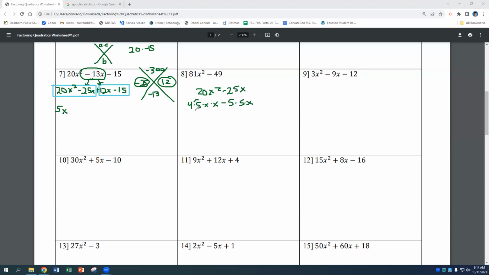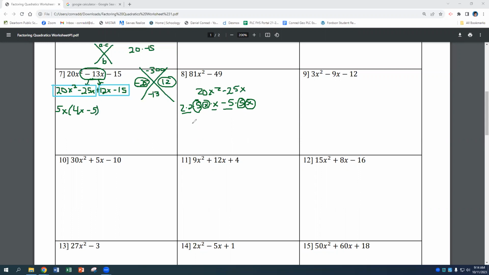So what do we have in common? We have a 5, and we have an x. We could even split this further, if you wanted to split into prime numbers, 2 times 2 times 5. But what we have in common here is 5x. What do we have left? We have 2 times 2 times x, that's going to be 4x. What do we have left over here? We have negative 5, and that's it. So minus 5.